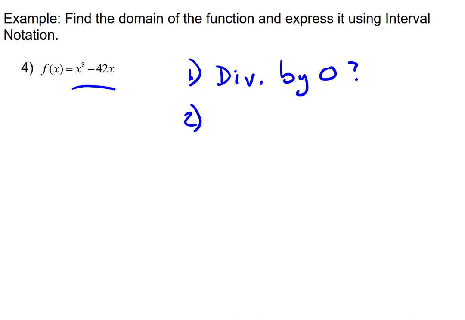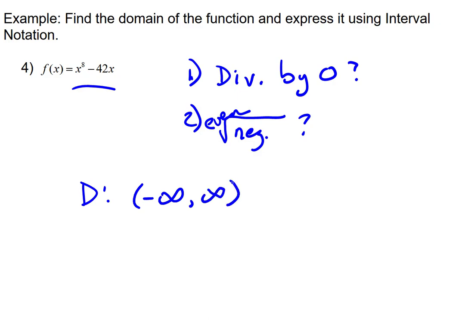And secondly, are we in danger of taking the even root of something negative? Well, in this function, there is no root nor even root, so we're not in danger of that either, which means if neither condition applies, our domain is automatically all real numbers. We'll simply say negative infinity to positive infinity.